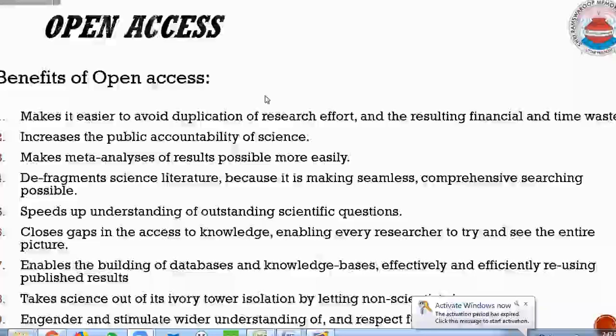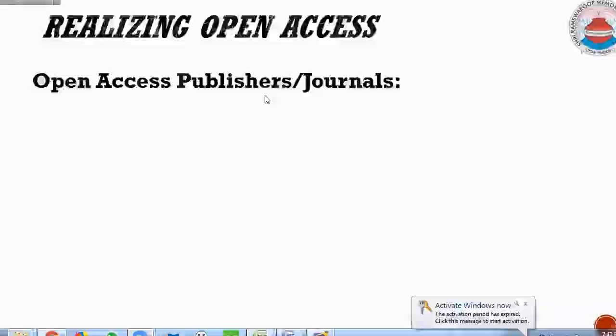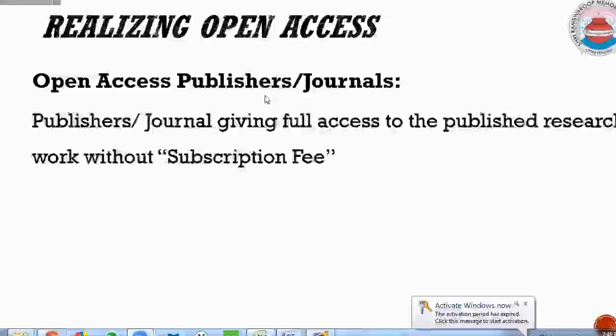So this was the idea, that what we are doing, we are consuming public money, government money, and funding agencies' money, and we should share it with them also. We should be more accountable. So this was the purpose. Now, how to realize it? One way to realize open access to such information is open access publishers or open access journals. What is the meaning of open access publisher or open access journal, sir?